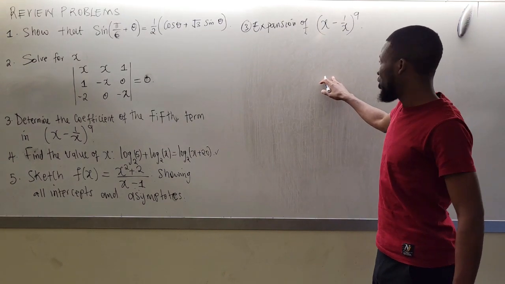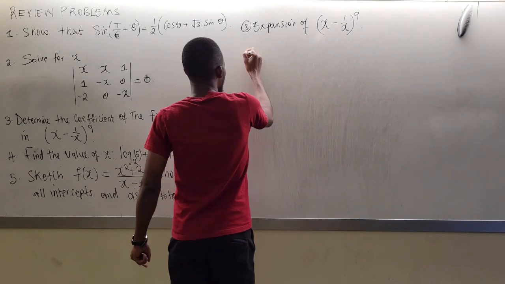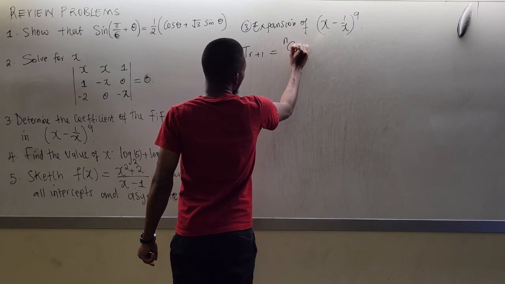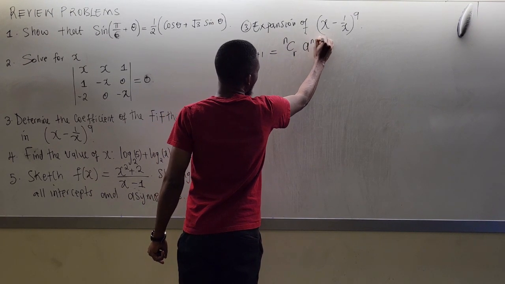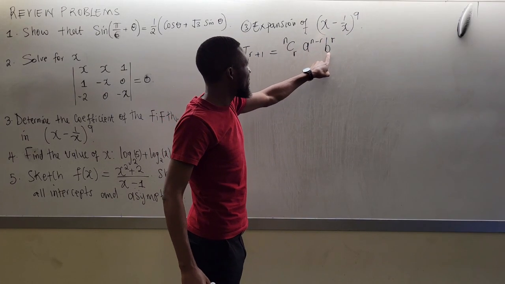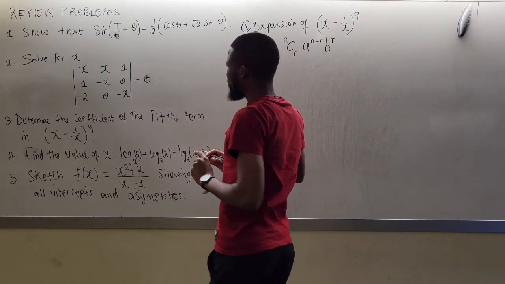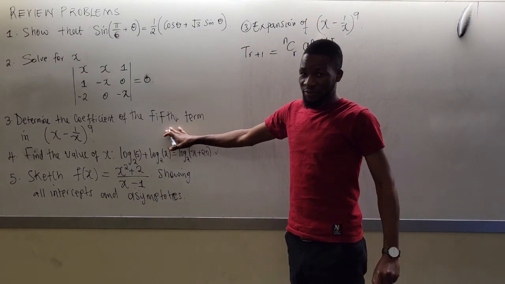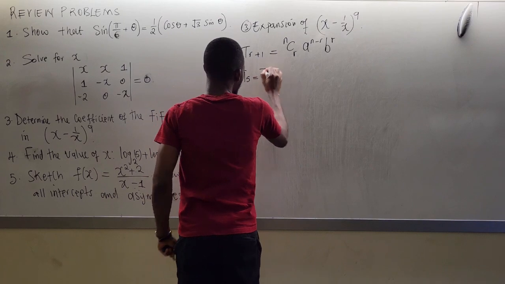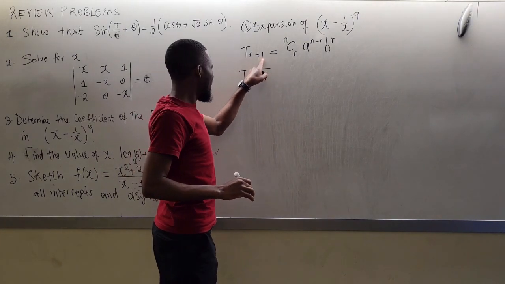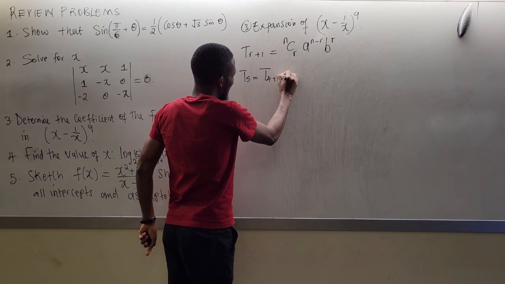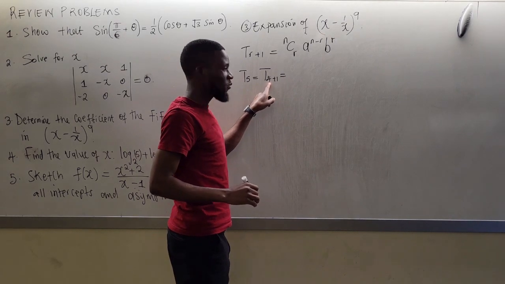So we are going to use the general term formula, which states that T r plus 1 is equal to n combination r multiplied by a power n minus r, then b power r, where a is the first term, b is that one. Now, in this case, we are looking at the fifth term, so we are looking at T5. So T5 will be equal to T r plus 1. We already have 1. We need 5. So meaning that this is T4 plus 1, right? In this case, our r is 4.